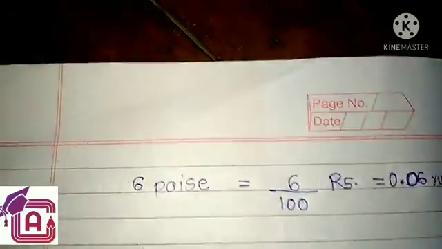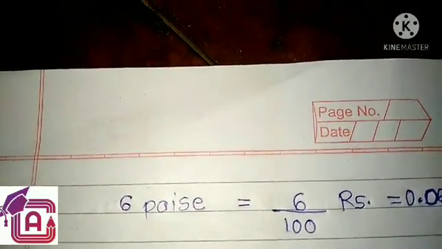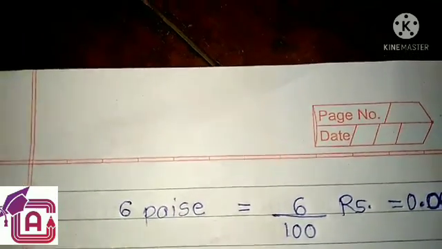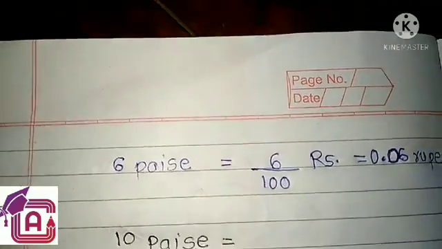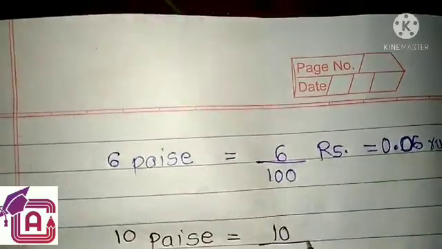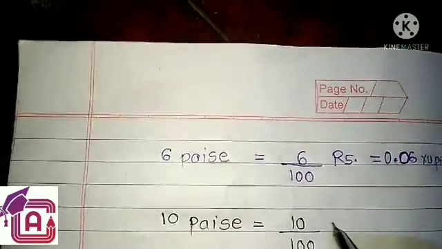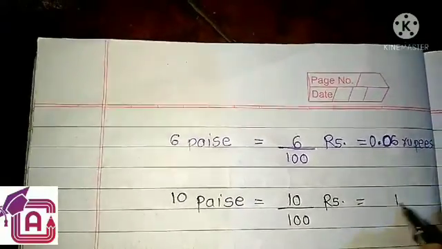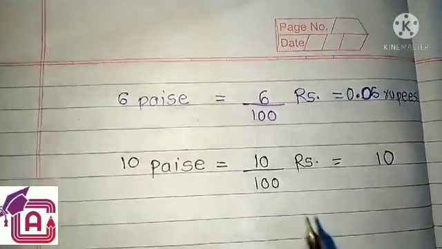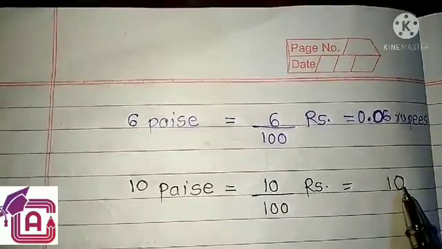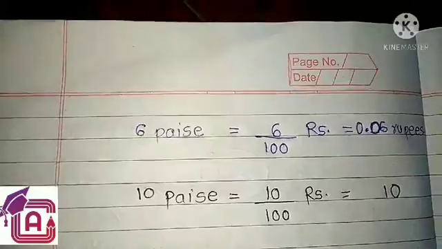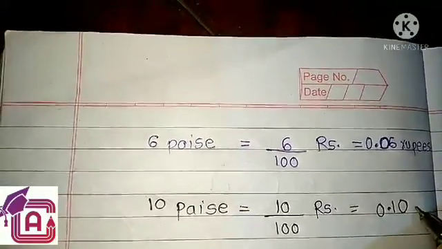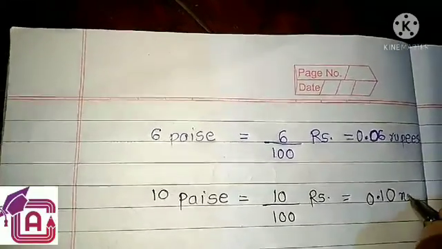Again, if I have 10 paise, how to write it? 10 parts out of 100 in a rupee. So how do we write it? First write down the 10 as it is, count the zeros, 1, 2, yes, and check the places from the right, 1, 2, then put a decimal point and write down 0. So 0.10 rupees.